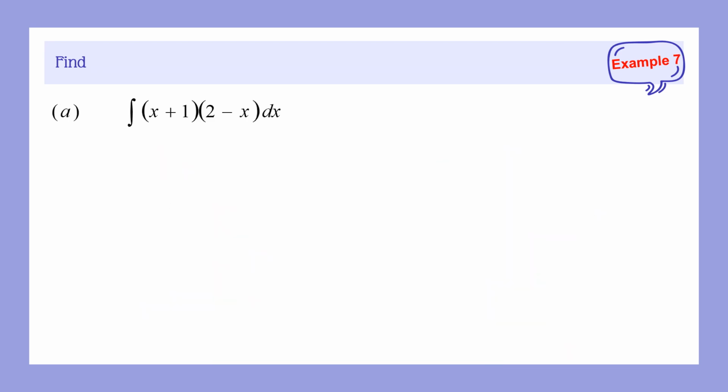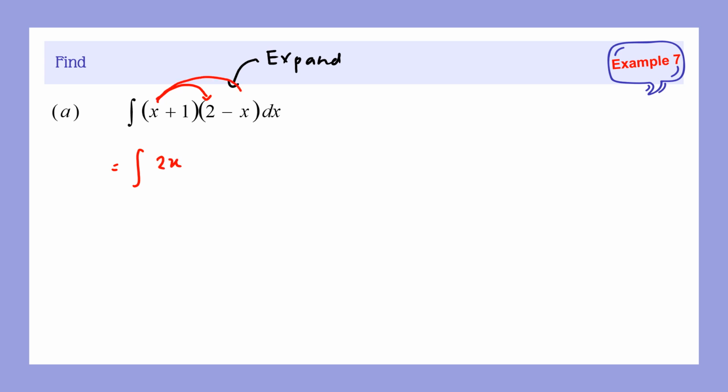Let's see example 7. Question A: we want to find the integral of (x plus 1) multiplied by (2 minus x) dx. For this case, we need to expand, and you get 4 terms. To expand this, the first one, we multiply x by 2. So the first term is 2x.